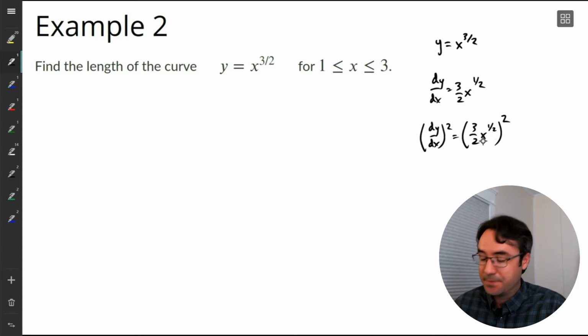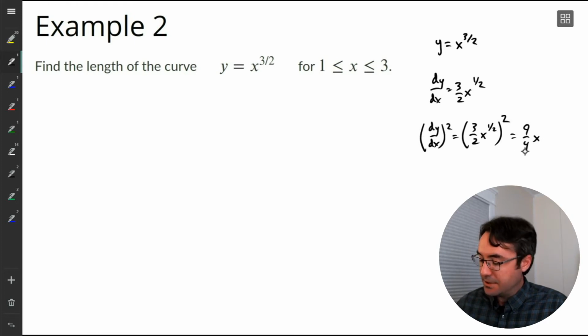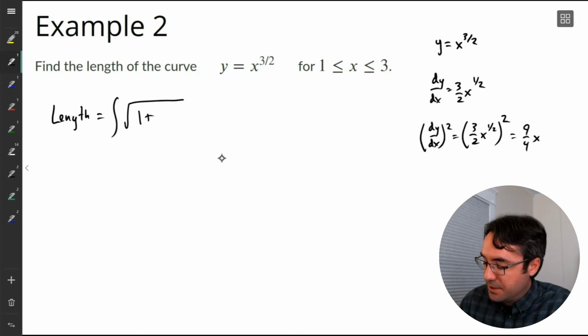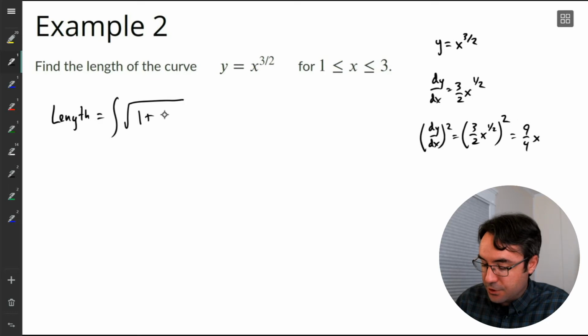multiplication right there. So when we do that, we get 9/4. And then when we square the x to the 1/2, multiply the exponents. So 2 times 1/2 is 1. We're just going to get an x. All right, so there's our derivative squared, and we've simplified it down. So let's set up our length formula. So the length is going to be the integral of the square root of 1 plus this derivative squared. So let's just use our simplified version here.